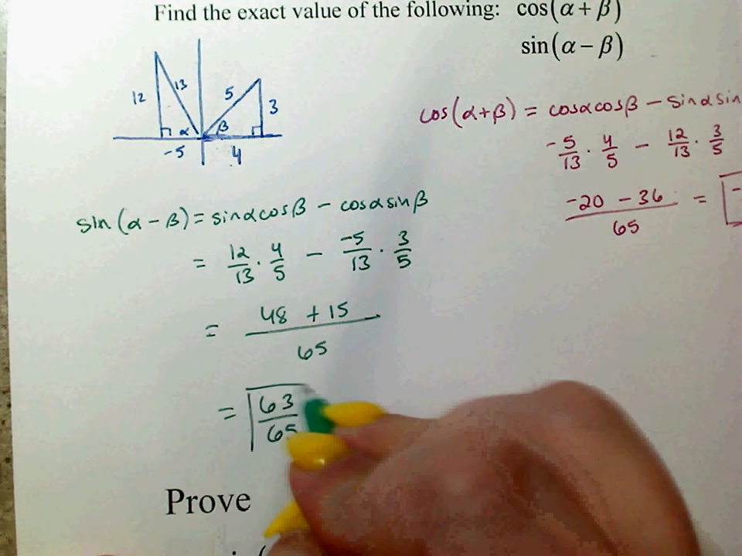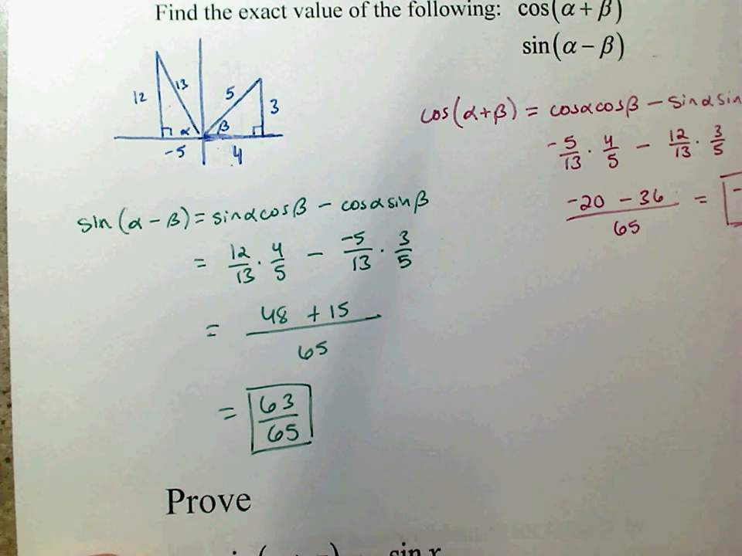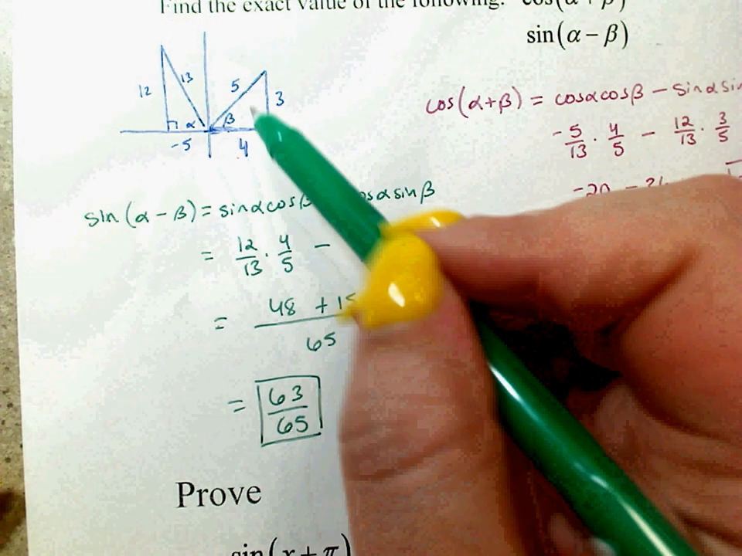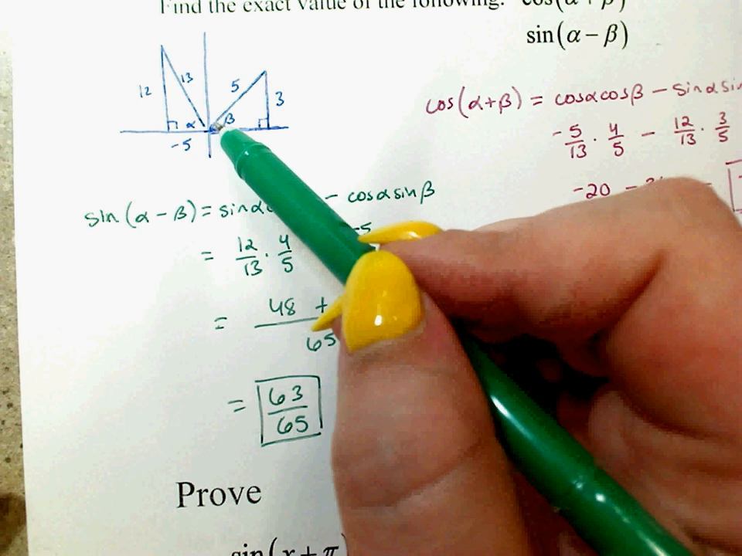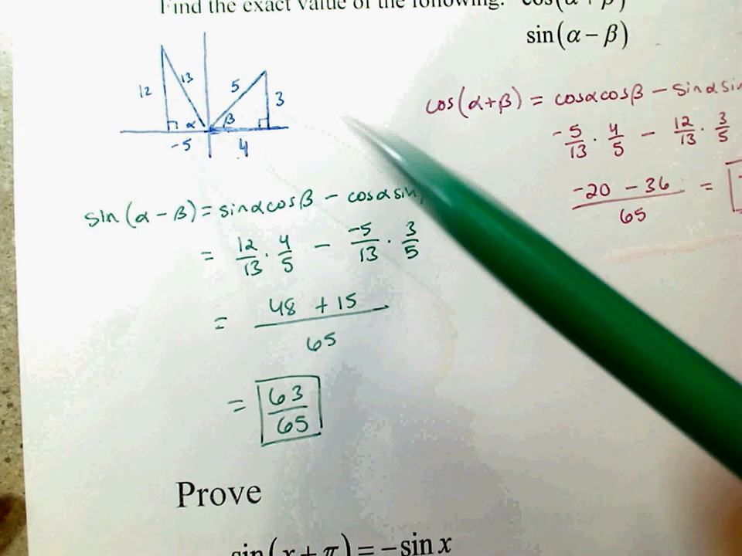Okay? So the biggest thing is to make sure that you draw your triangle in the correct quadrant, and then label any sides that are supposed to be negative as negative. Make sure you make note of that.